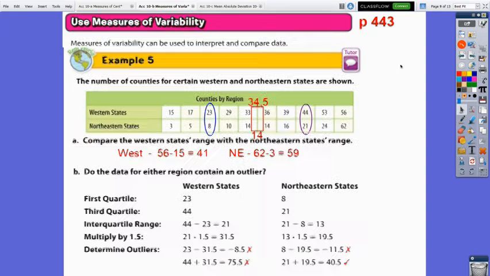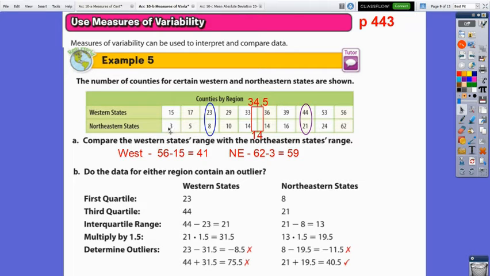All right, so what do we use measures of variability for? Well, you use it to compare data because it is helpful to look at whether things are varying more in different sets of data. So this is a comparison here of how many counties there are in different states in the West and in the Northeast. Okay, so compare the ranges of these two things.